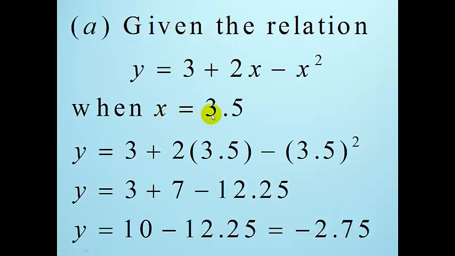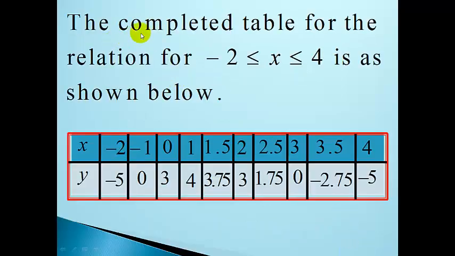Now when x equals 3.5, by substitution, we have y equals 3 plus 2 times 3.5 minus 3.5 squared. And we have 3 plus 2 times 3.5, which is 7, minus 3.5 squared, which is 12.25. So we have y equal to 10 minus 12.25, and the answer is minus 2.75. Now this is the completed table. This is the completed table that we are going to use in coming out with a quadratic graph.